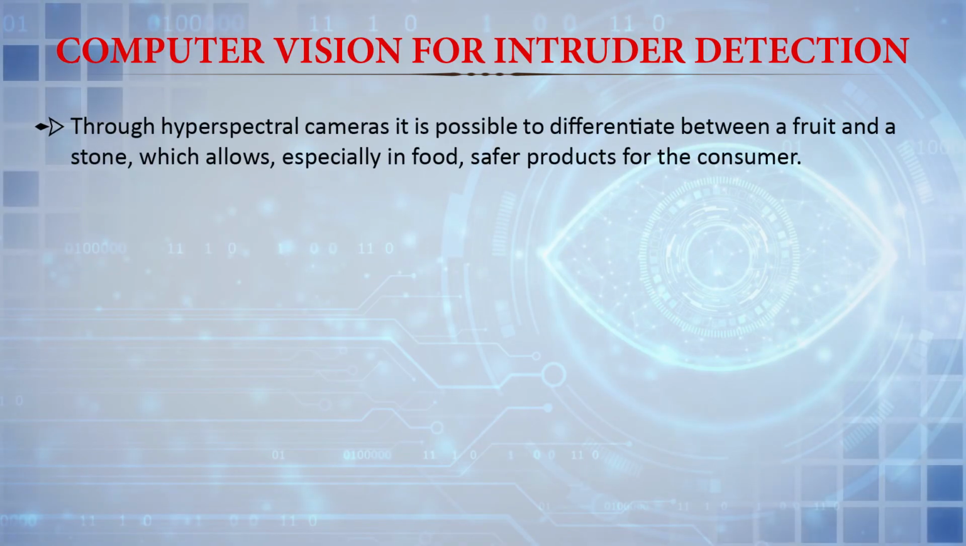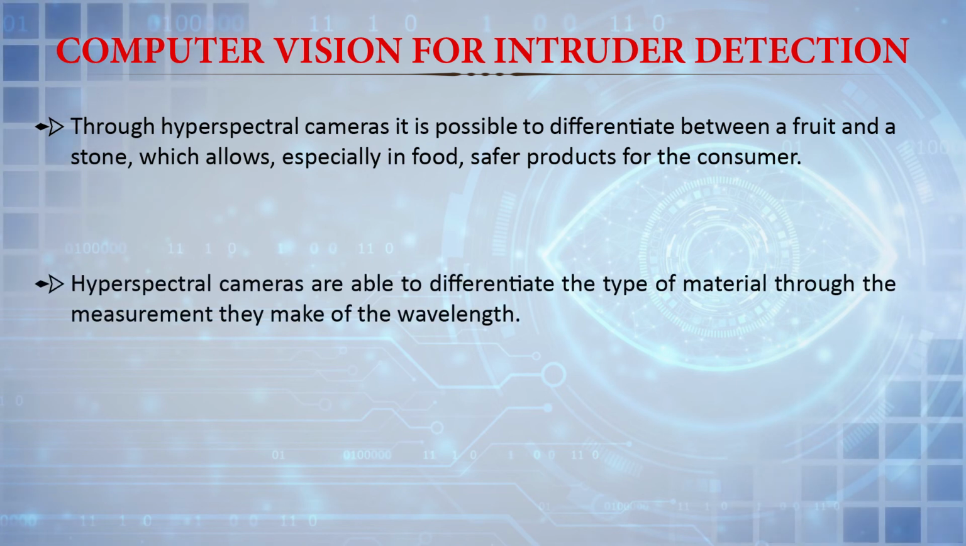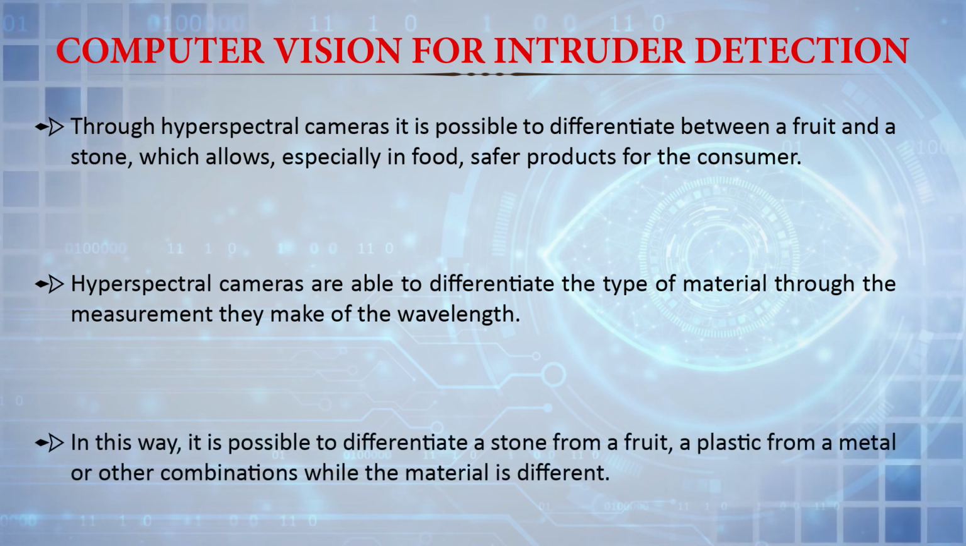The other application that we can talk about is computer vision for intruder detection. Through hyperspectral cameras, it is possible to differentiate between a fruit and a stone, which allows, especially in food, safer products for the consumer. Hyperspectral cameras are able to differentiate the type of material through the measurement they make of the wavelengths. In this way, it is possible to differentiate a stone from a fruit, a plastic from a metal, or other combinations while the material is different.